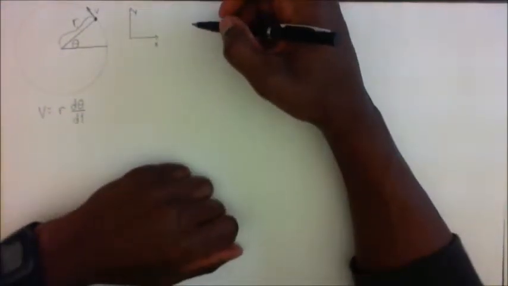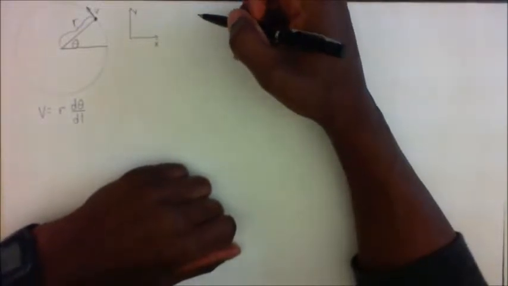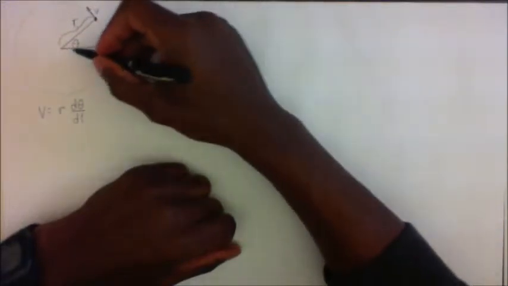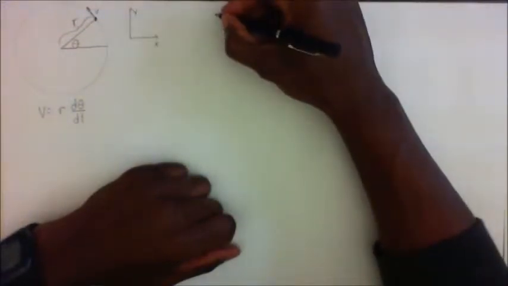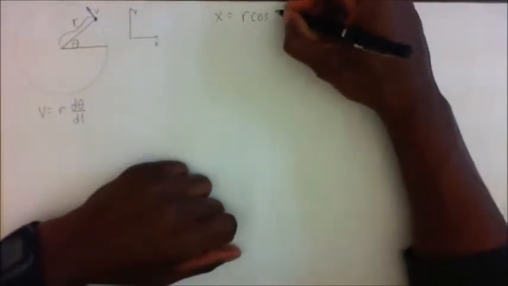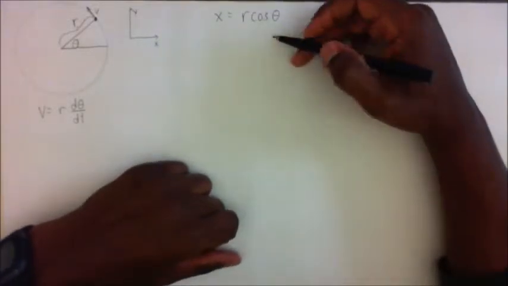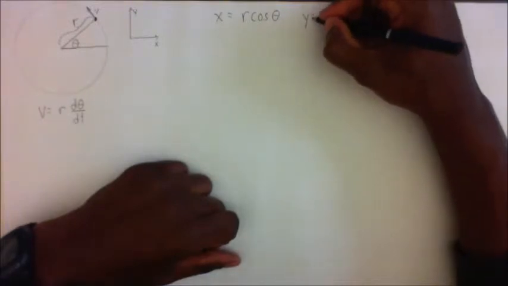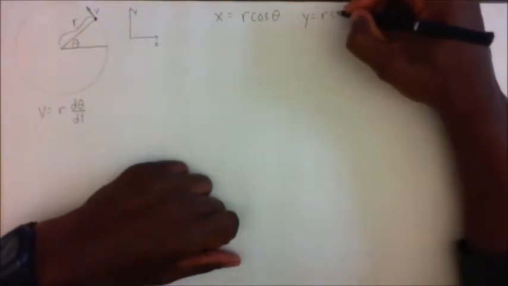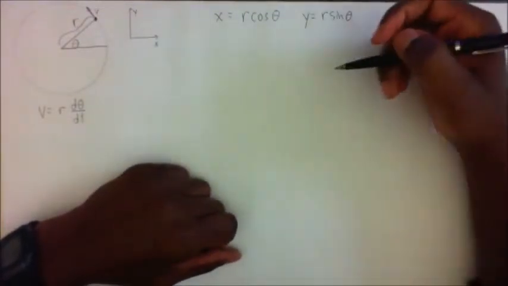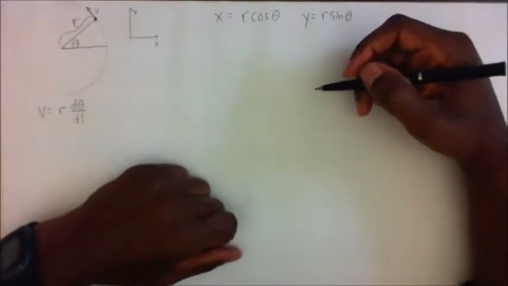Before we look at this, we're going to look at the position. The position along the x-coordinate, we're going to call x, is equal to r times cosine of theta, and the vertical component of the position, which is y, is going to be equal to r sine theta. I'm going to start with x and find the velocity by differentiating it with respect to time.